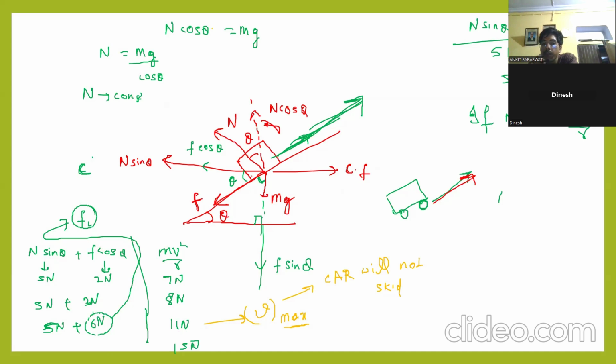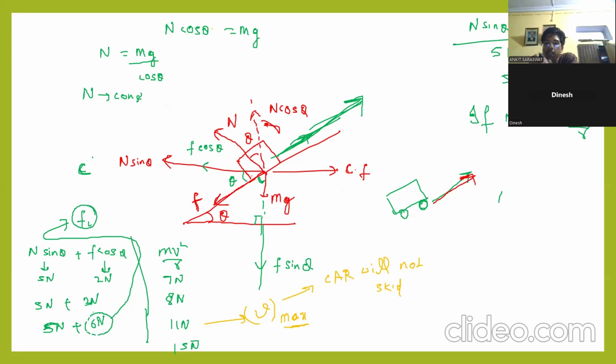F cos theta. F is what? It is friction, static friction. I want my car should not skid. So even if you increase to 8 Newton, you have 5 Newton from the normal. Clear? Then who will give you 3 Newton?